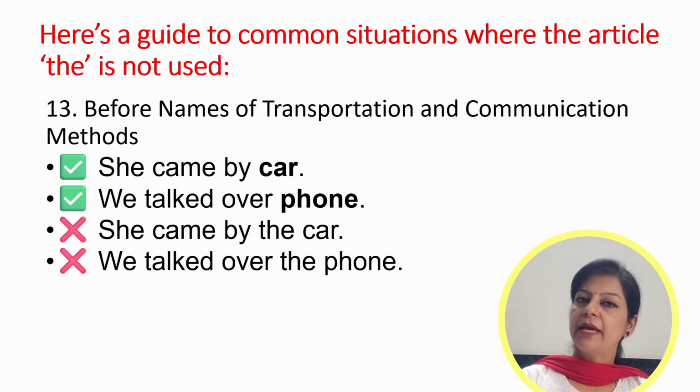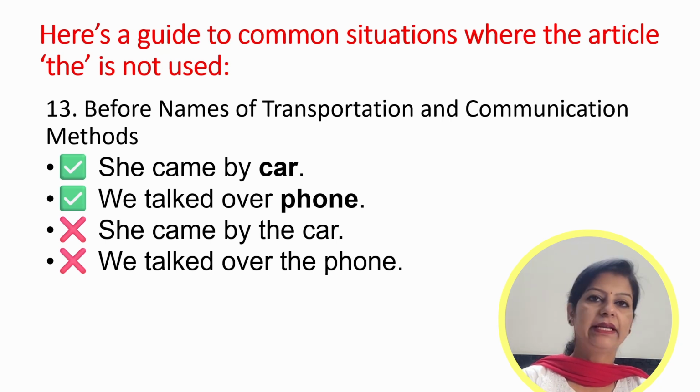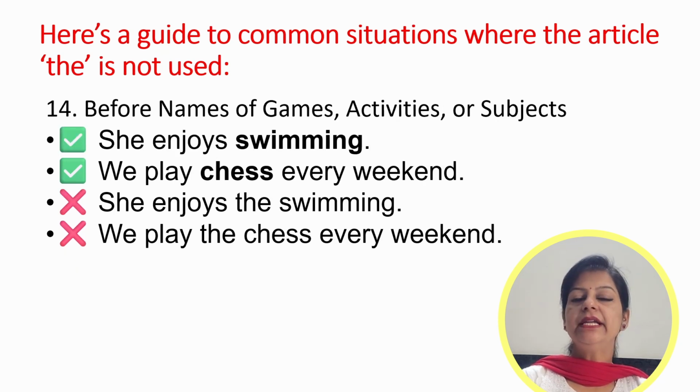Example, she came by car. It is correct. We talked over phone is correct. She came by the car is incorrect. We talked over the phone is incorrect. Here we treat the method like car or phone in a general way without needing the.